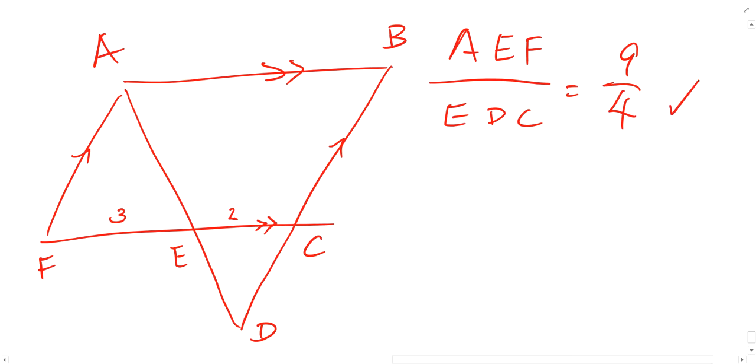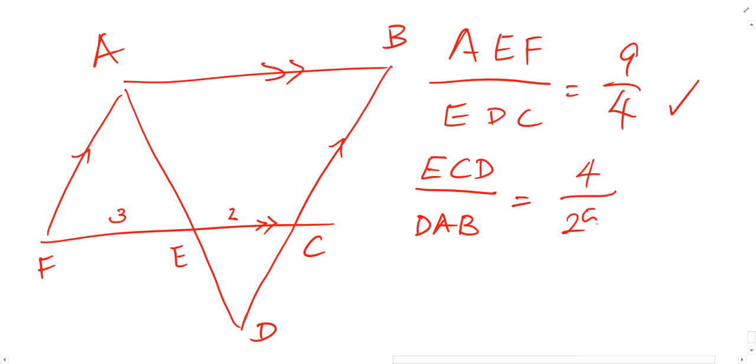What about ECD over DAB? Oh, 3 plus 2, 5, 6. Answer. Come on. Good. Then what about ECD over ABCE?